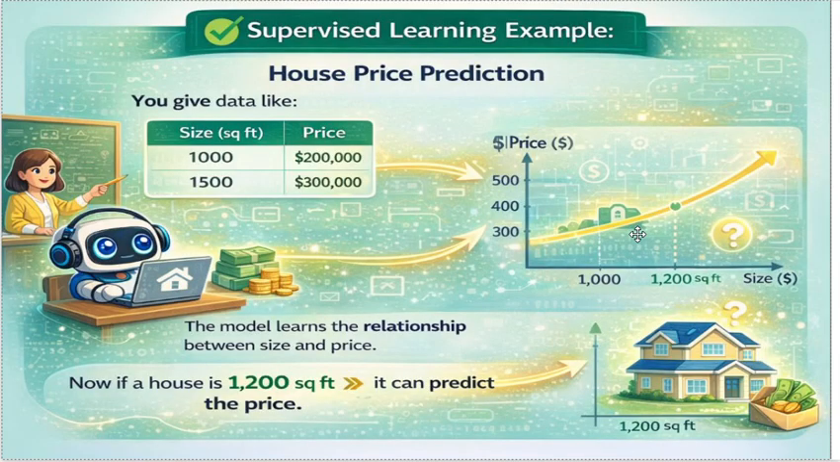Now let's take another example: house prediction. We give the model data like house size and its price. For example, a 1,000 square feet house costs 200k dollars and a 1,500 square feet house is priced at 300k dollars. The model studies many examples like this and learns the relationship between size and price. It understands that as the size increases, the price also increases. So if we give a new house size of 1,200 square feet, the model is able to predict the price.